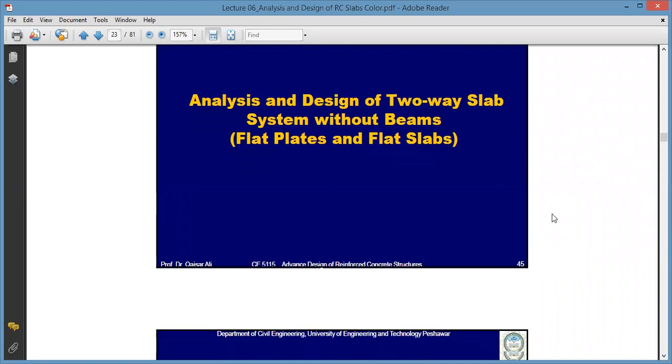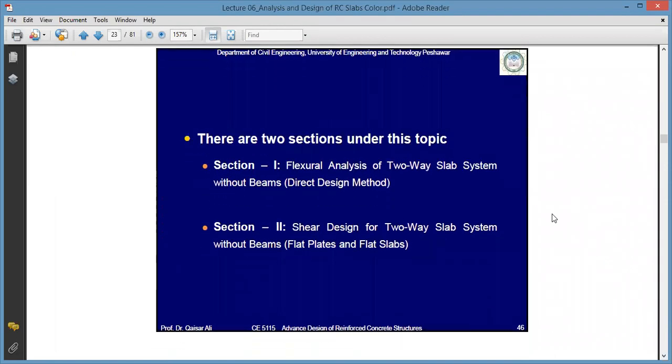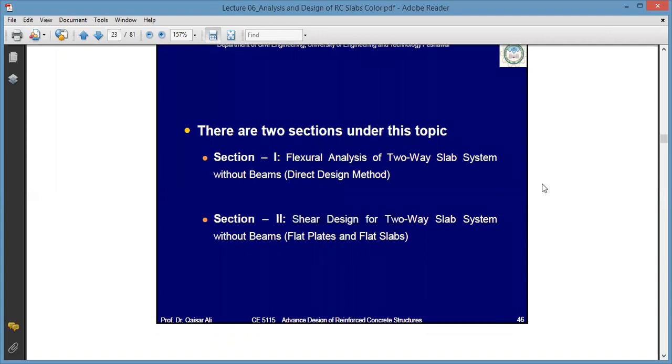So in this topic, we will discuss the design of two-way slab using the direct design method. There are two parts while using this method. First, you have to do the flexural analysis and design, and then you have to do shear design. Remember, this method is for the slab having no beams.